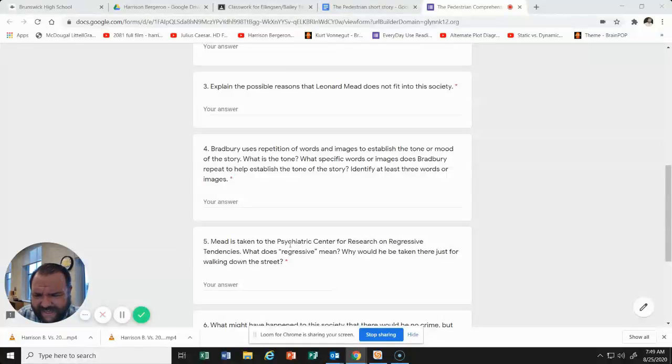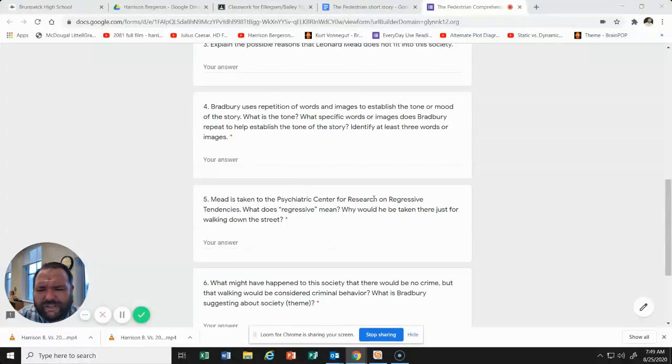Number five, Mead is taken to the Psychiatric Center for the Research of Regressive Tendencies. What does the word regressive mean? Why would he be taken there just for walking down the streets? So you've got a computer, Google regressive. What is a regressive tendency? And then why do they think Leonard has a regressive tendency?